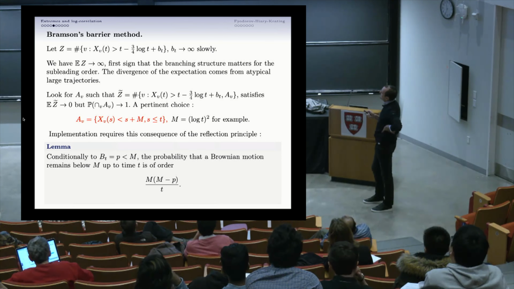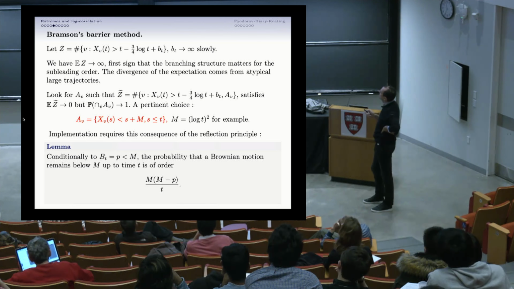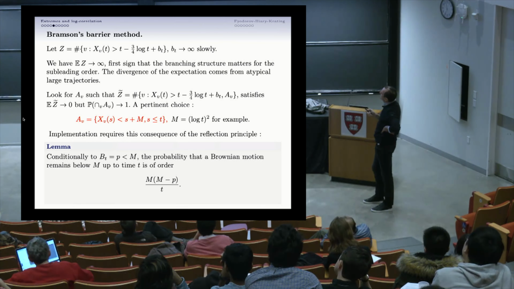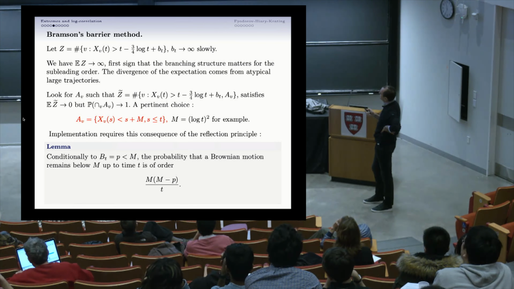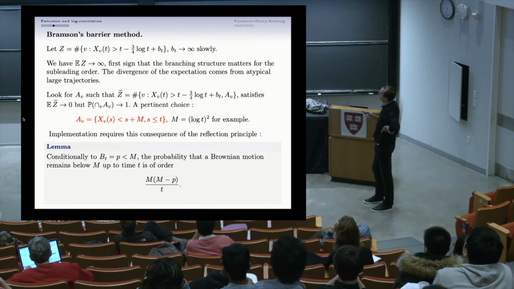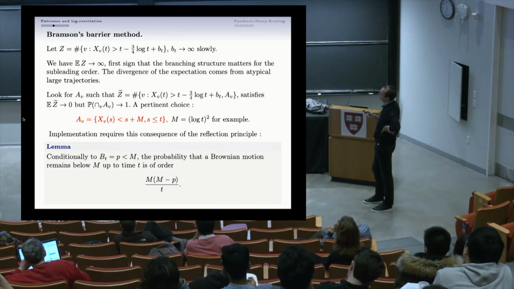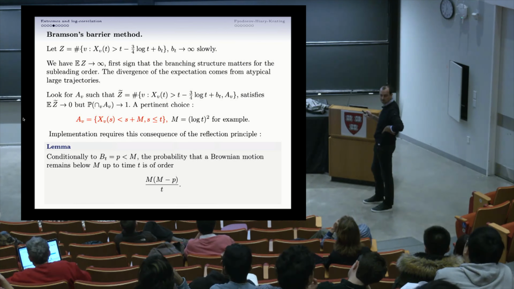So more precisely, you are looking for an event A_V, depending on the label, so that if you look now at the number of labels so that the Brownian motion at the end is greater than what is expected from Bramson's result, but on the event A_V, the expectation will go to 0. But on the other hand, you want the A_Vs to be typical. That would be enough. Okay?